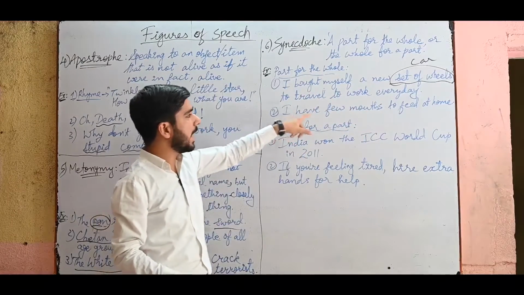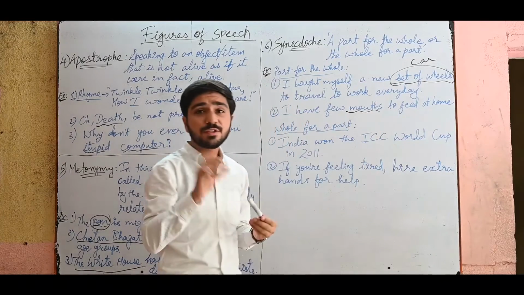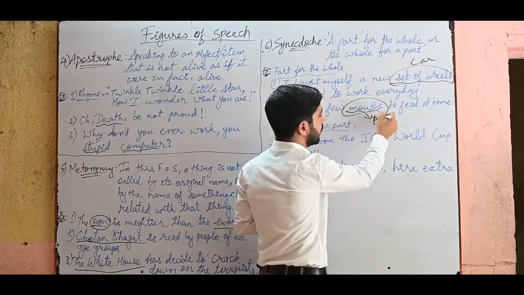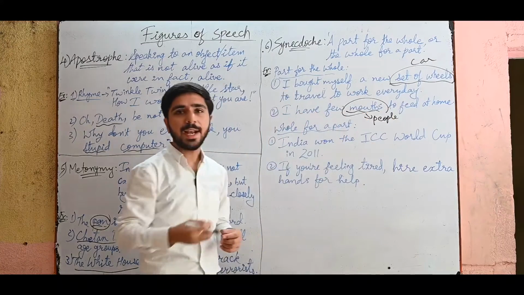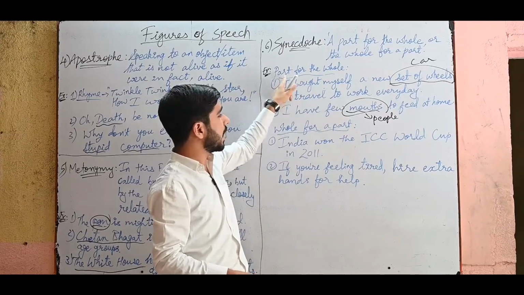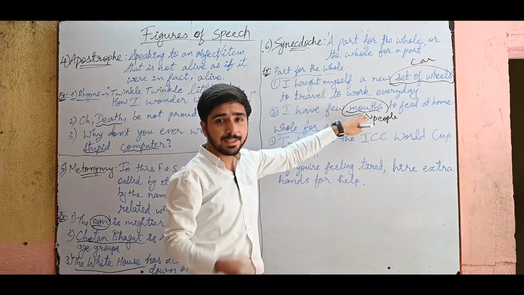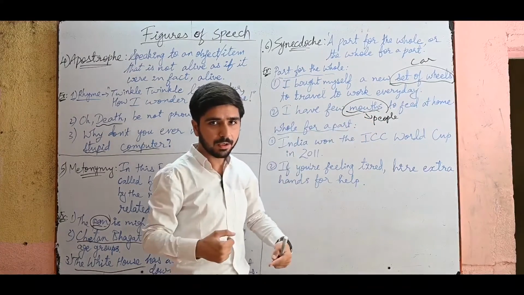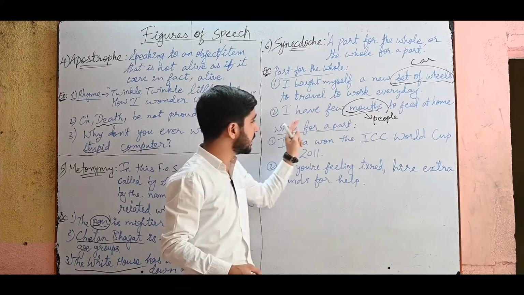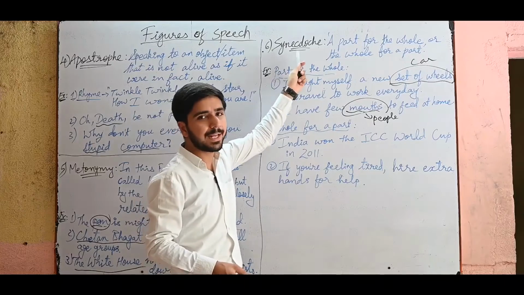Next example. I have few mouths to feed at home. Now here see, mouths. Now you cannot just feed the mouths. Means actually I want to describe that I have many people. I have few people to feed at home. So instead of using the word people, I am using the word mouths. So that is the part. As a whole, I want to represent people, but I am using the part of the people, that is mouths, because mouth is the part of a body, organ of the body. So that is part for whole. Instead of saying I have few people to feed at home, I am just saying that I have few mouths to feed at home, but meaning is still the same because I am using a figure of speech called synecdoche.